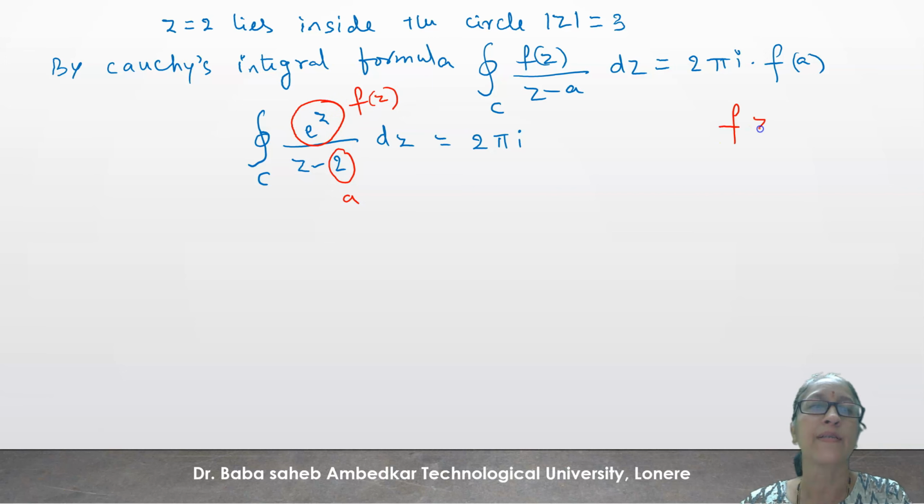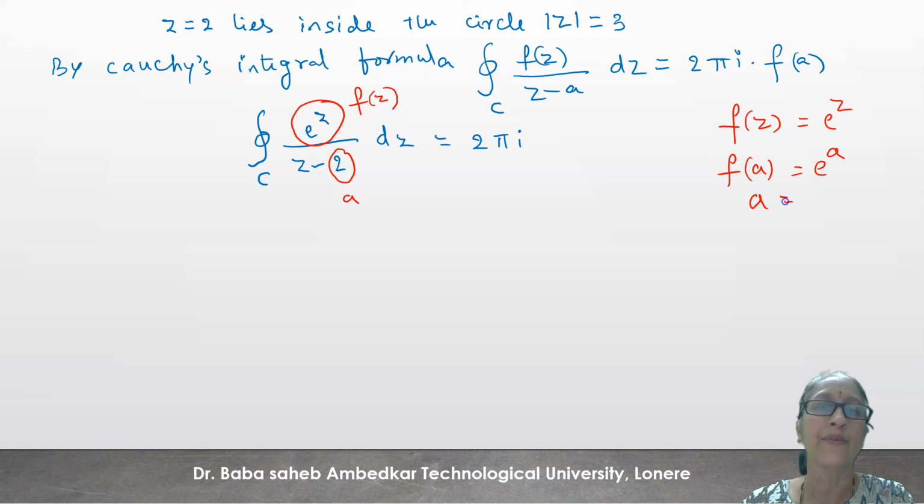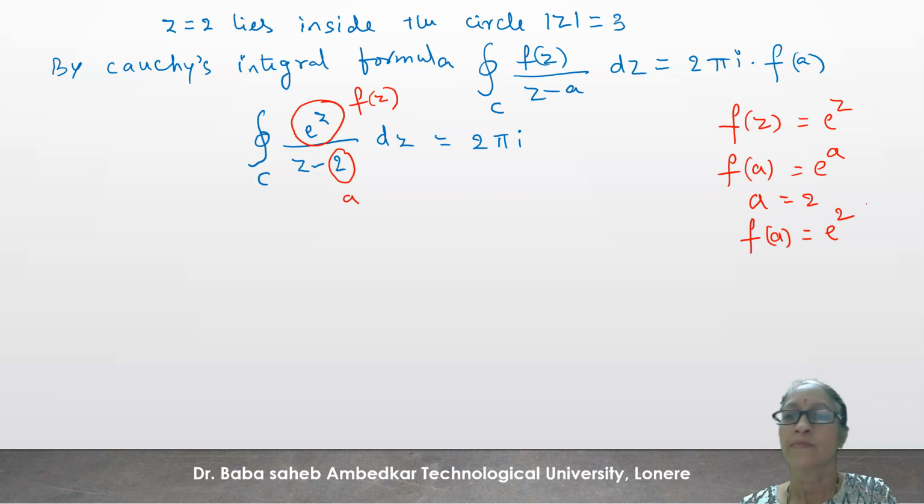Here f(z) equal to e power z. And f(a) means what? E power a. But a equal to 2 here, so f(a) equal to e square. Or simply, whatever number is there, put it in the place of z in the numerator. So here 2 pi i into e square. This is the value of the integral.